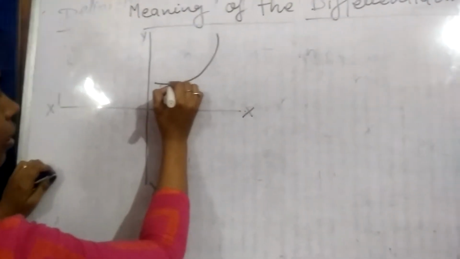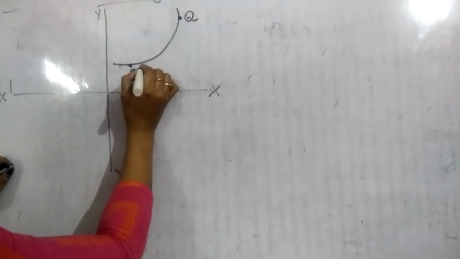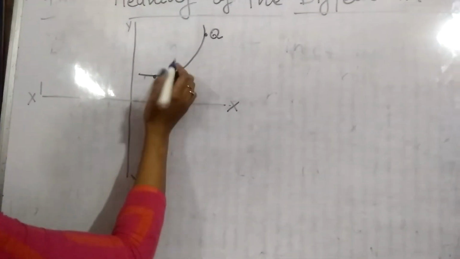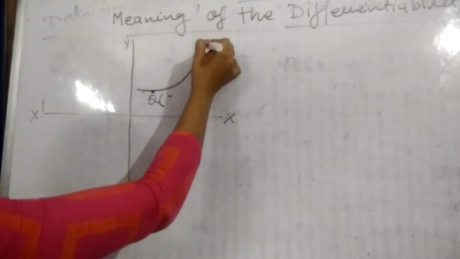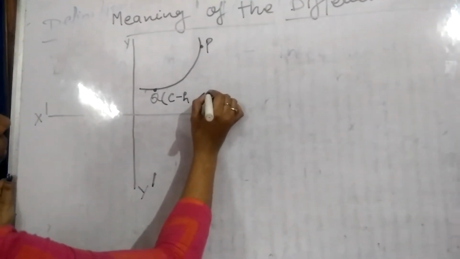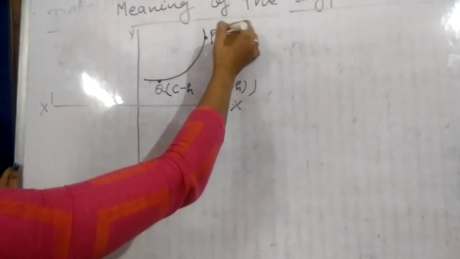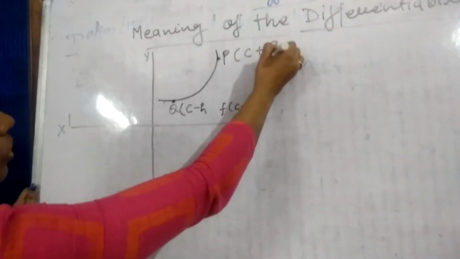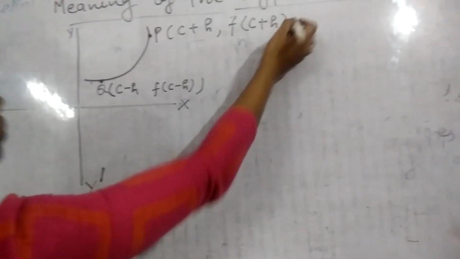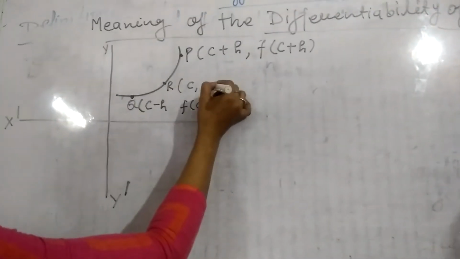Take points P and Q. Here is Q and here is P. Q is (c minus h, f(c minus h)), and P is (c plus h, f(c plus h)). Take another point R, (c, f(c)).